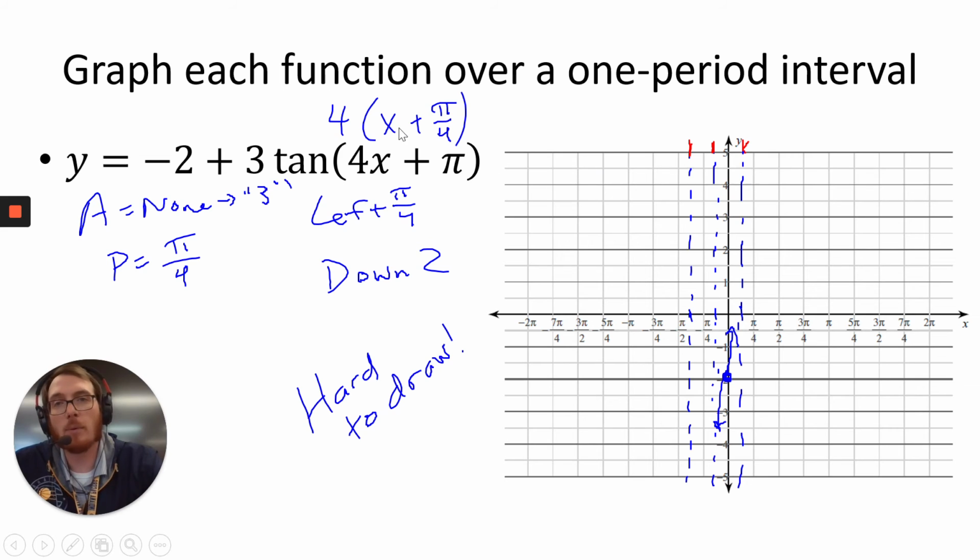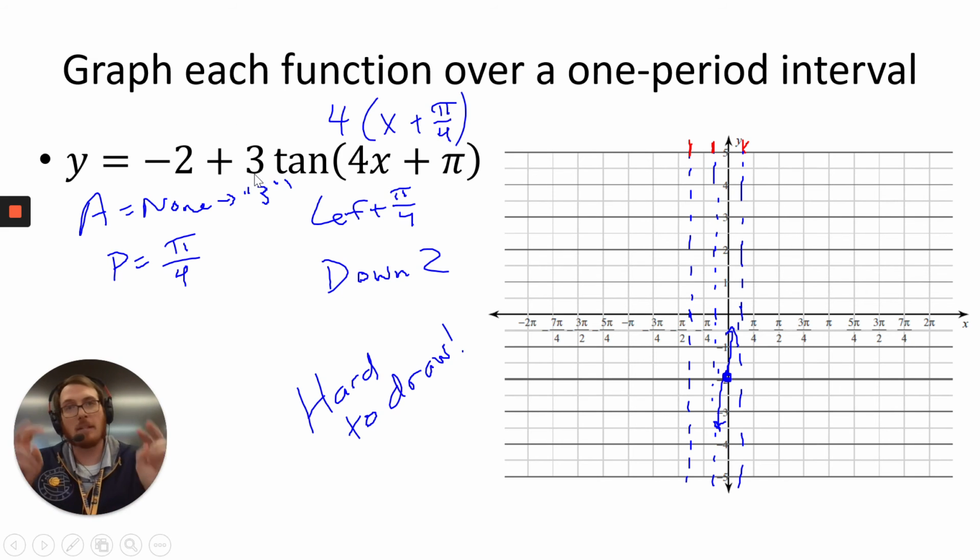The next graph, the important thing is that this 4x plus pi has to be factored out. So this would be 4 out front and then pi over 4 in this spot for the phase shift of going left pi over 4, not left pi. That reasoning is exactly the same. You got to factor it. You got to take the 4 out and divide by it, just like we did in sine and cosine.